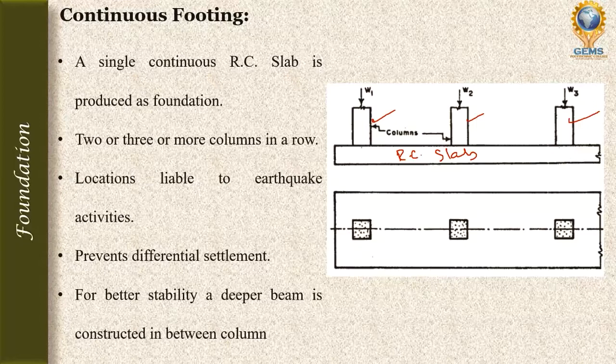This type of footing is suitable at a location which is liable to earthwork activities. So if your place is an earthwork prone zone, we can go for the continuous footing. This continuous footing also prevents differential settlement in the structure. And in order to have better stability, a deeper beam is constructed in between the columns. So this is the continuous footing.